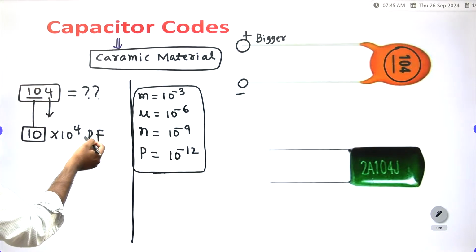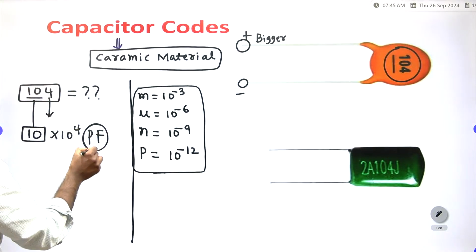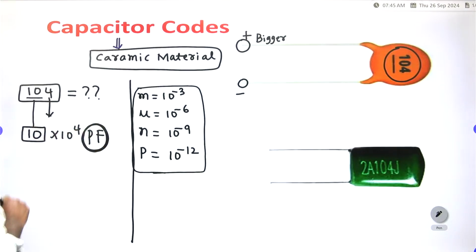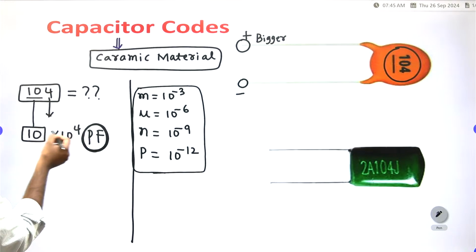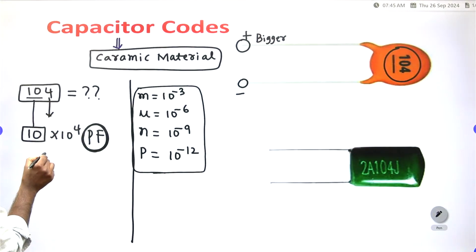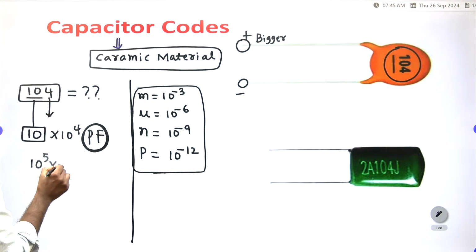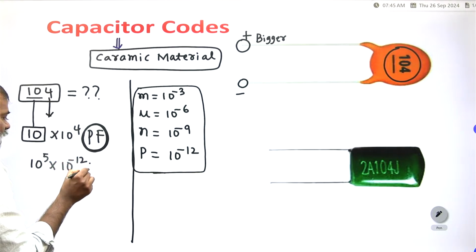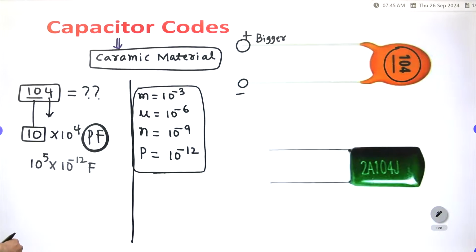Every ceramic condenser is made with picofarads. That's why you have to write here 10 into 10 to the power of 4 is equal to 10 to the power of 5. 1 picofarad is equal to 10 to the power of minus 12 farads, correct? So 10 to the power of 5 times 10 to the power of minus 12 is equal to 10 to the power of minus 7 farads. Now you have to take this one. How do we have to arrange this? First you have to write 10 to the power of minus 1.